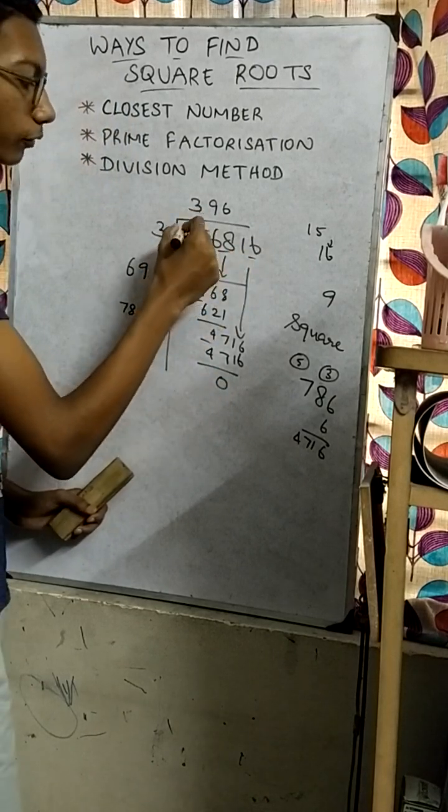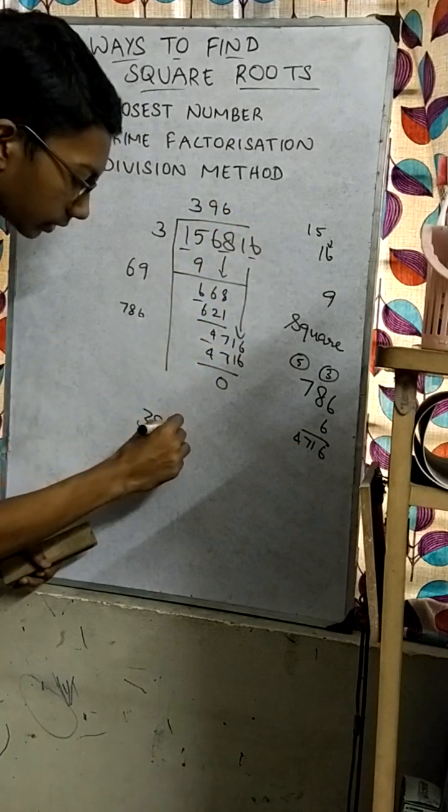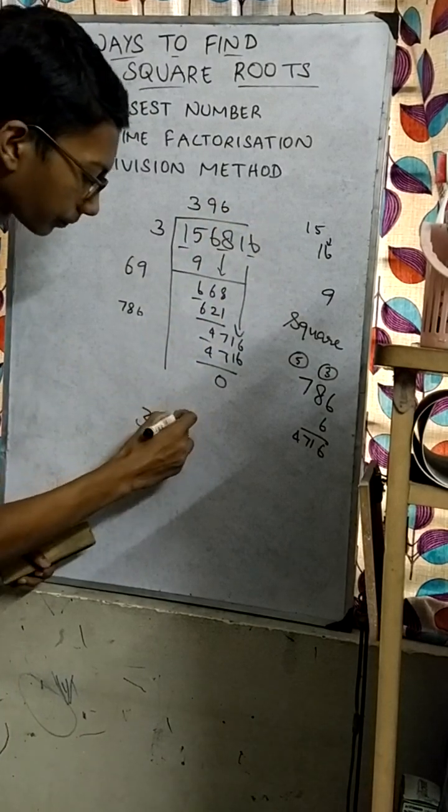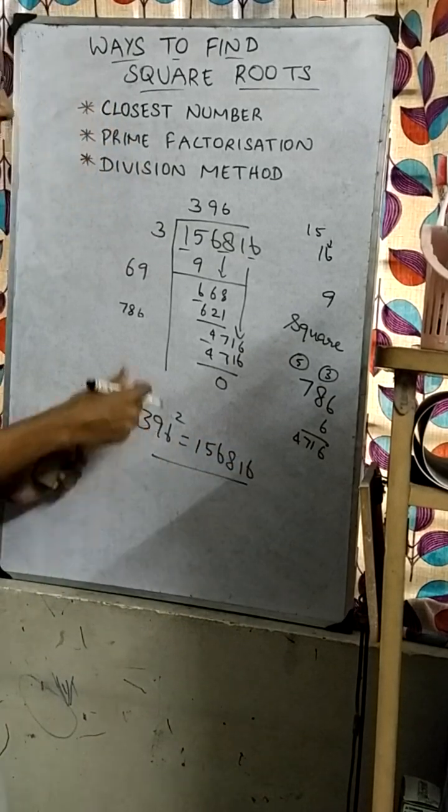So the square root of 156816 is 396. So 396 squared is 156816. So this is another method of finding the square root.